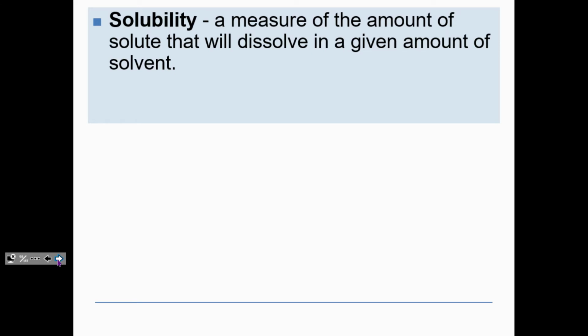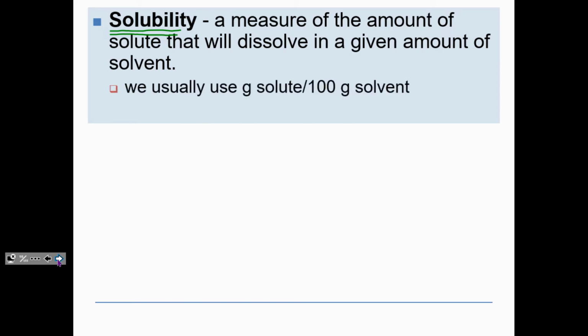So if we actually try to measure the amount of solute that dissolves in solvent, it's called solubility, which is a measure of the amount of solute that will dissolve in a given amount of solvent. We're going to be looking at solubility charts that help us put a number on the grams of solute that we can dissolve in a certain amount of solvent, usually about 100 grams, and the solvent is usually water.